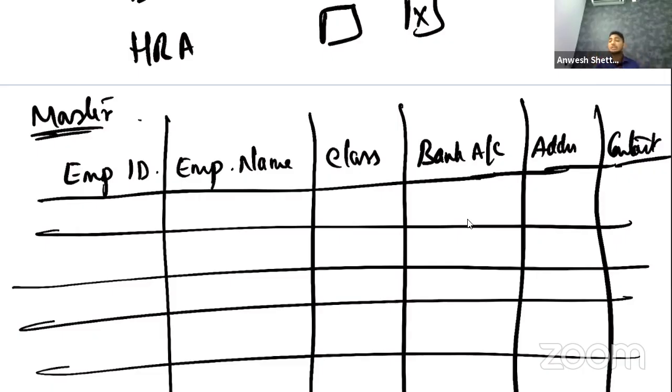Now there might be another possibility. Let us say your HR is some fraud. So what he will do, let us say you are the employee. Your employee ID is 1, your employee name is, let us say, ABC, your class is A category employee, and your bank account number.